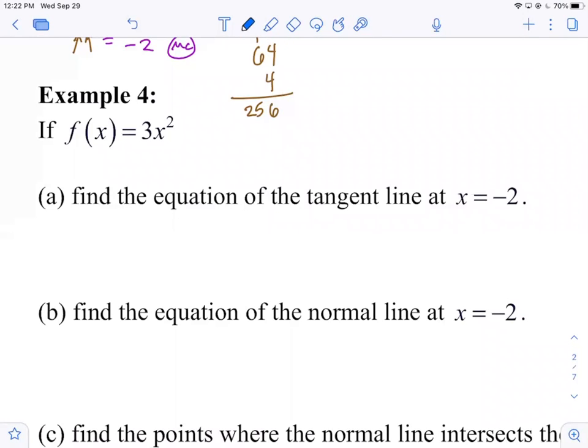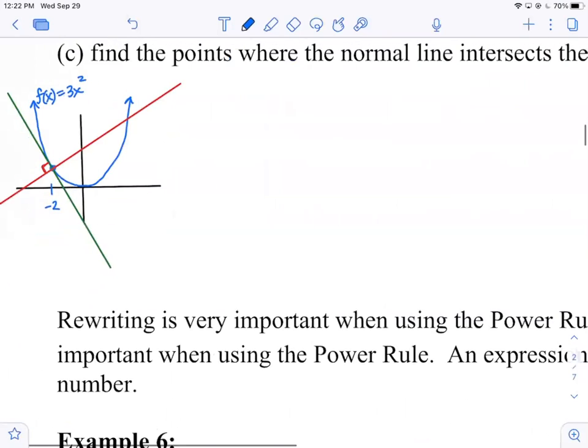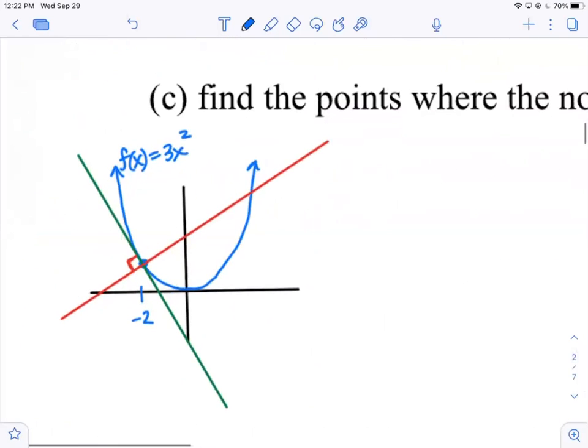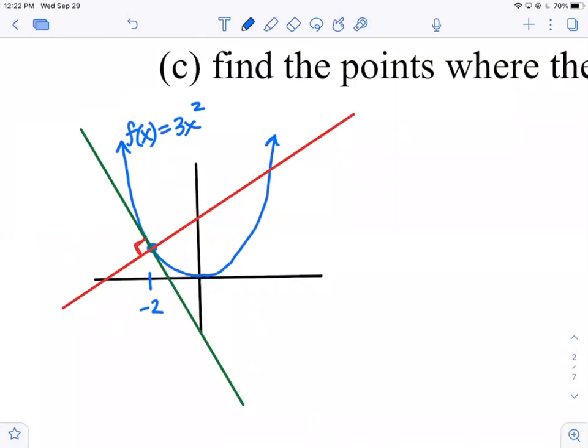All right, so we got our function. f of x is 3x squared. Question A, find the equation of a tangent line. So I went ahead and drew f of x equals 3x squared down here in blue, and the equation of the tangent line at x equals -2. So that's the green line, yeah? The green line is the tangent line.